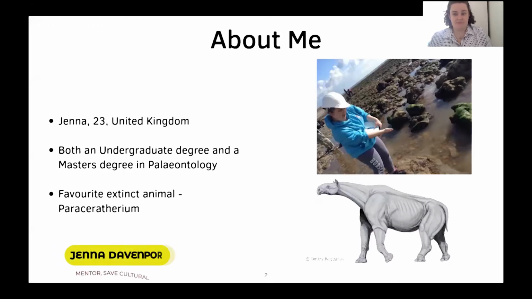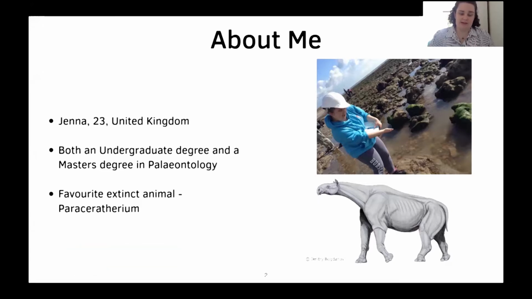I'm 23 and I'm from the United Kingdom, which is why I spell paleontology with an A. I am currently studying for a master's degree in paleontology from the University of Manchester, studying Pleistocene spotted hyenas in Britain. I also have an undergraduate degree in paleontology from the University of Portsmouth.